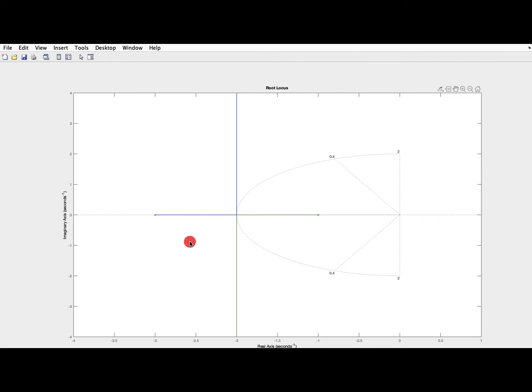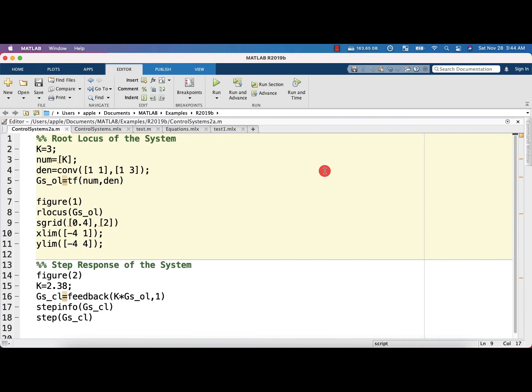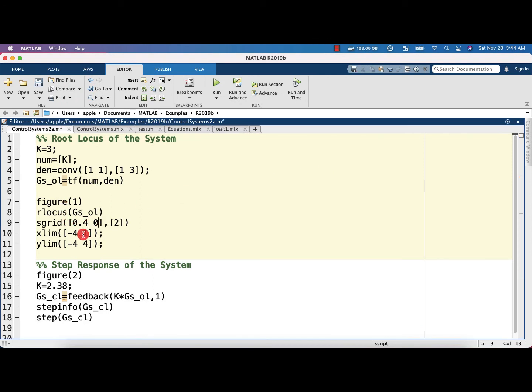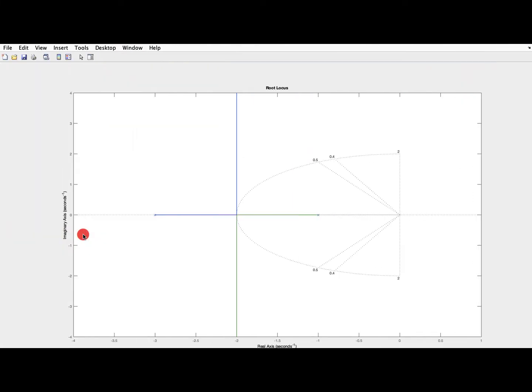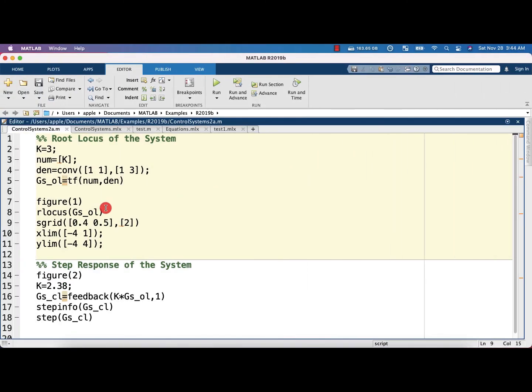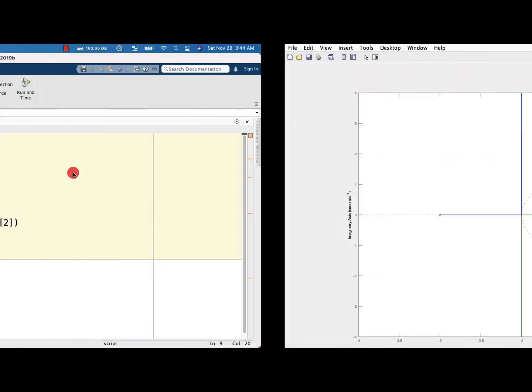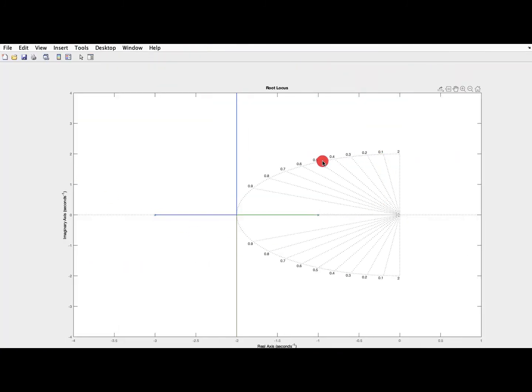Now let's draw more zeta lines. So how to draw more zeta lines? Let's suppose I want to draw 0.5 as well. So let's introduce 0.5 and run this code. Now you can see there are two lines, 0.4 and 0.5, right? Similarly you can sketch more zeta lines, 0.6, let's suppose 0.7, 0.8, 0.9, and let's also introduce 0.1, 0.2 and 0.3. Whatever zeta line is required you can introduce over here. Now you can see all of these zeta lines.